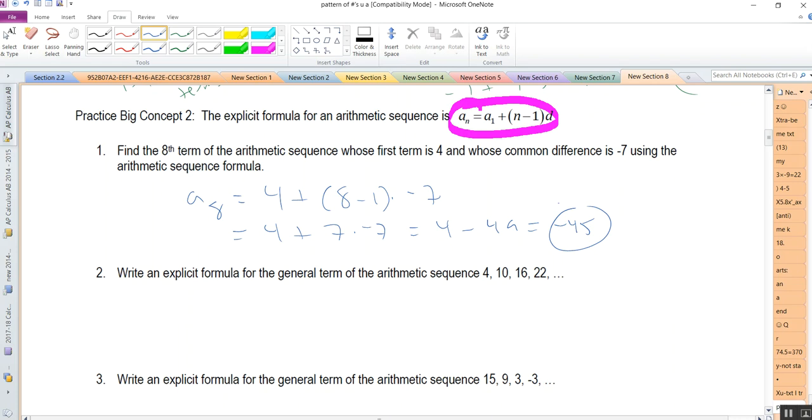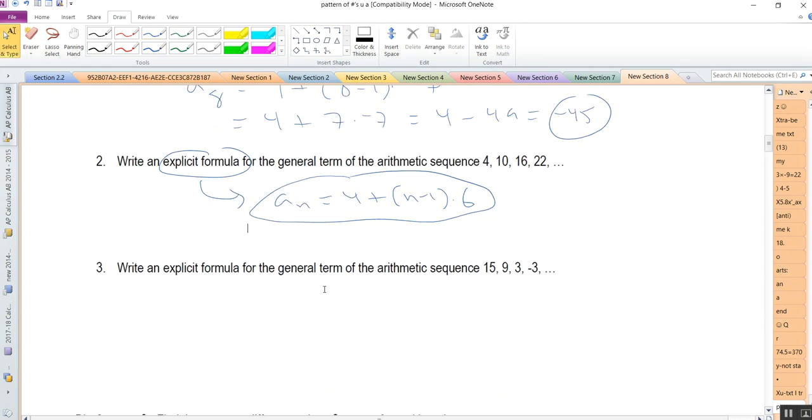Now, for number 2, if you have to write an explicit formula, well, that shouldn't be too bad. a_n equals your first term plus (n minus 1) times 6. Now, we don't know what term we want, but this will enable us to find any term within that sequence. Well, here's another one. Actually, I'll let you guys do this on your own. It's the same thing as number 2, so I won't do this one. I'll let you guys do it.